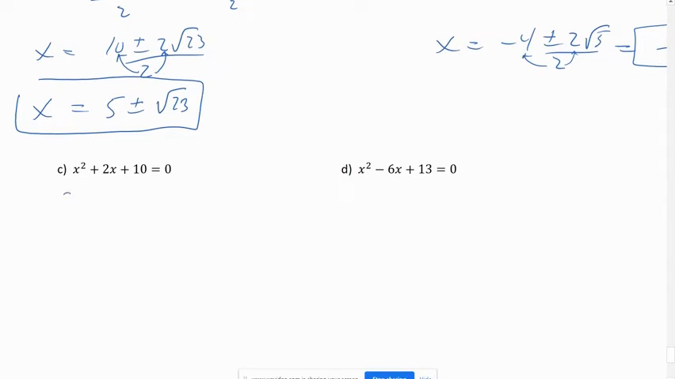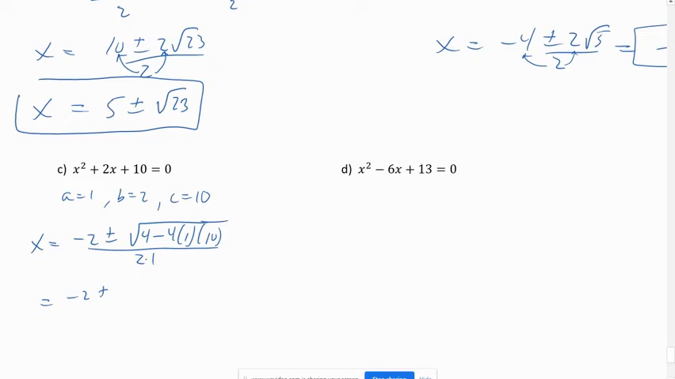Okay, on the next one we have a equals 1, b equals 2, c equals 10. So we're going to have x equals the opposite of b, plus and minus the square root of b squared minus 4 times a times c, all over 2a. So that's negative 2 plus and minus the square root of negative 36 over 2.